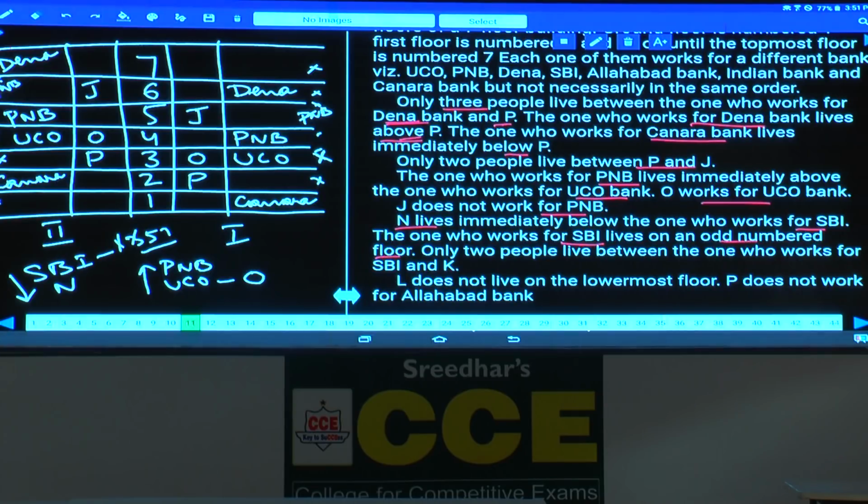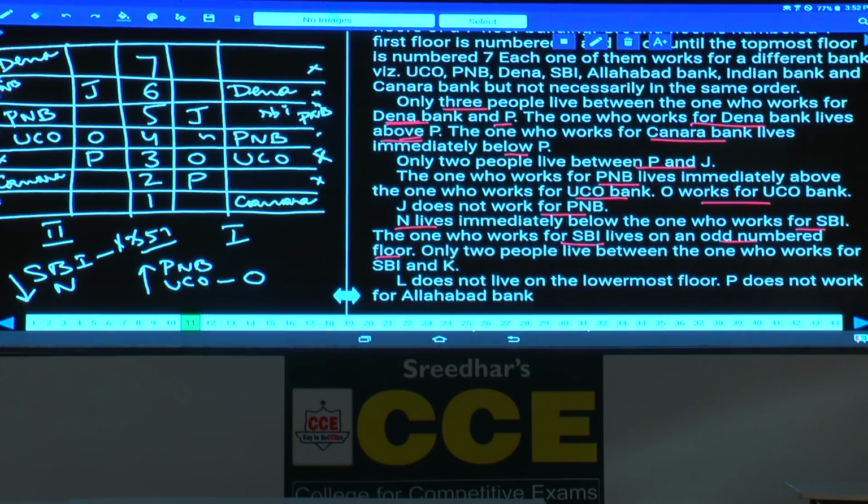And only 2 people work between SBI and K. If you take SBI at this place on the 5th floor, then N will be at this place, then only 2 persons between SBI and K must be on the 2nd floor, which is not possible. Are you following this one or not? We have SBI can be either on the 5th floor or on the 7th floor. If you take SBI on the 7th floor, then 2 persons between SBI and K, then K must be on the 2nd floor, which is not possible because P is already there on the 2nd floor, isn't it?